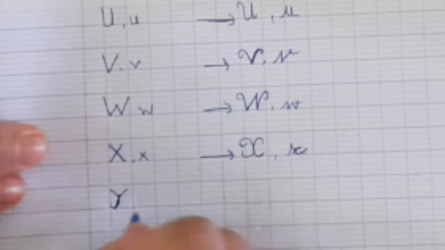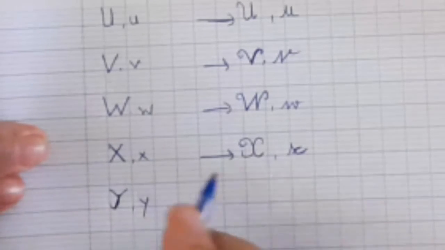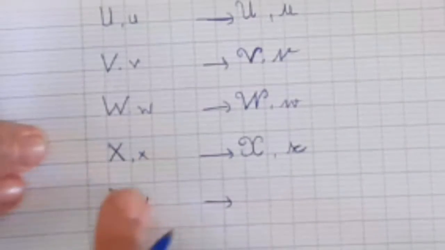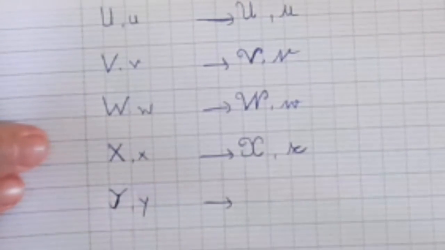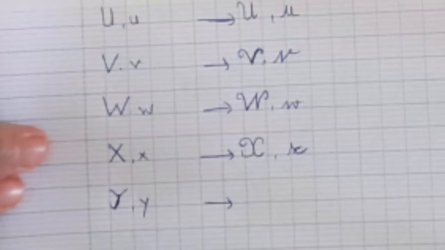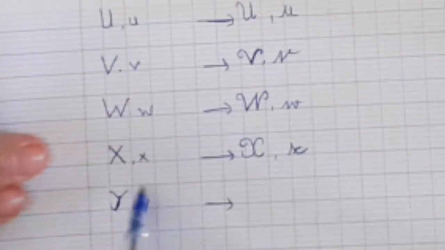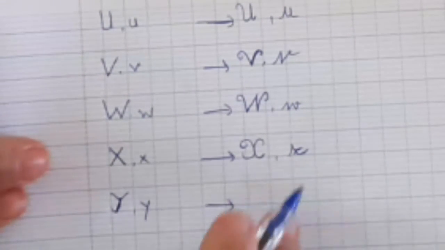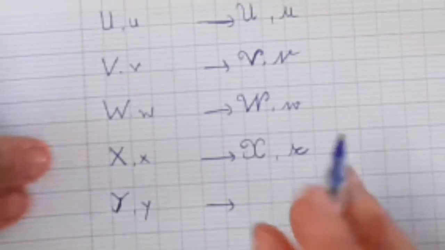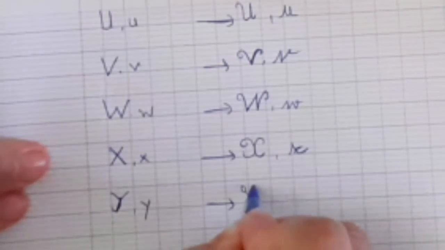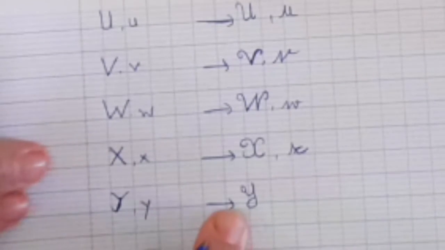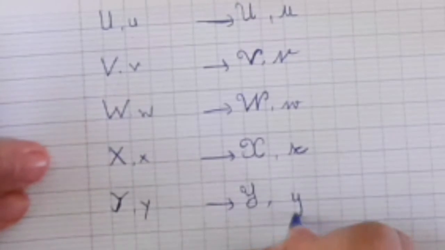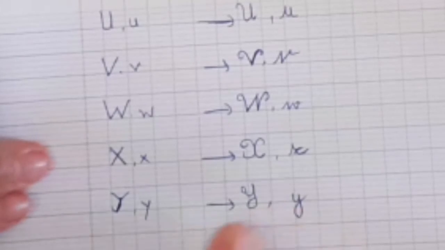Y in capital letter. In small letter and in capital letter, non-cursive. Now Y. Y capital and small in non-cursive writing. And in cursive writing, they are like that. And Y. You see?